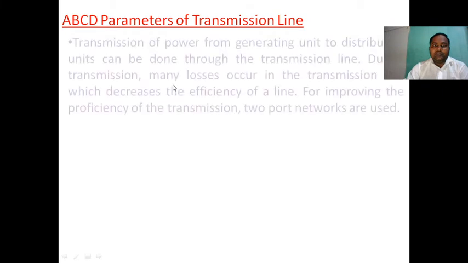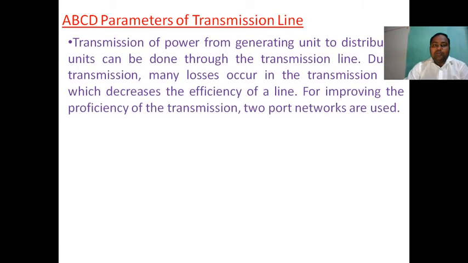ABCD parameters of a transmission line. Transmission of power from generating units to distributing units is done on the transmission line. During transmission, many losses occur in the transmission line, which decrease the efficiency of the line.